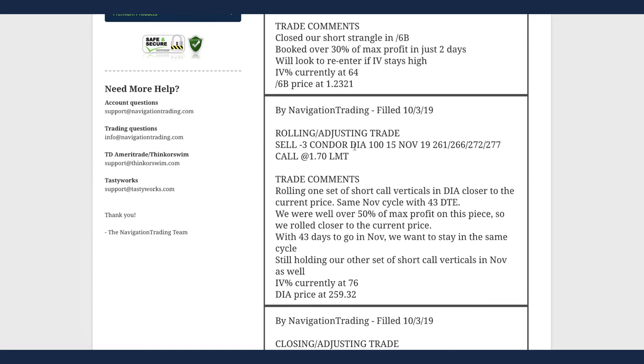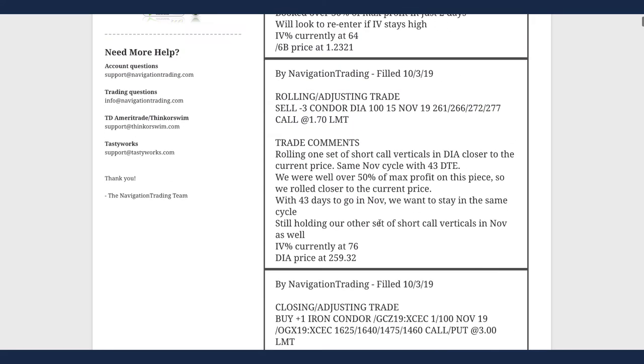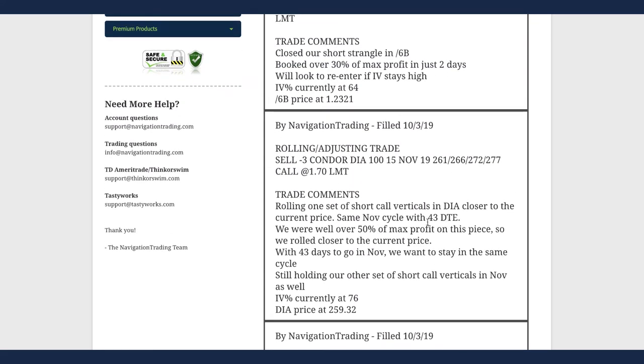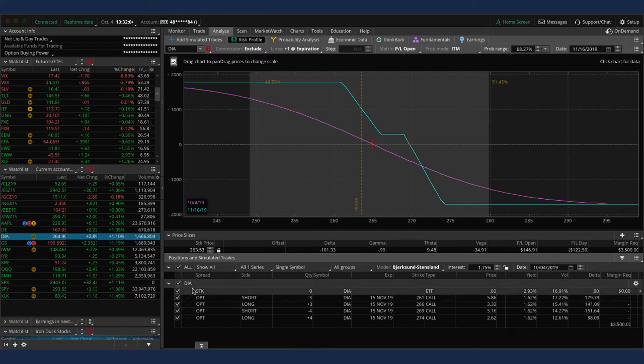Rolling adjusting trade in DIA. Very similar to ES. In DIA, we were in November with 43 days, so we didn't want to roll this out in time, but we were well over 50% of max profit, so we just went ahead and rolled our strikes closer. So let's go to DIA, and I'll show you both of those pieces that we have now.